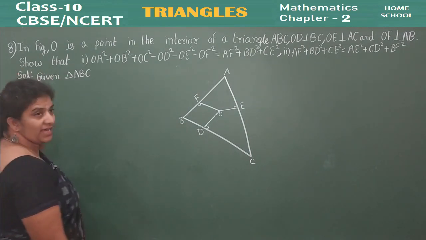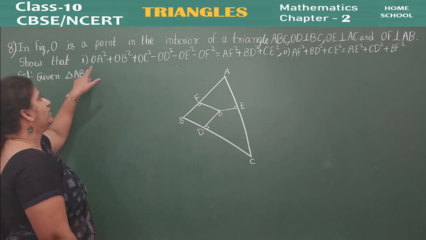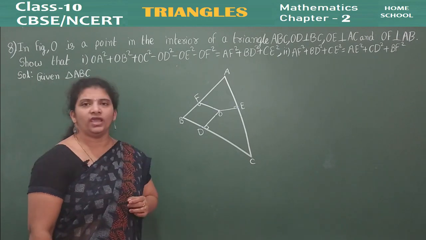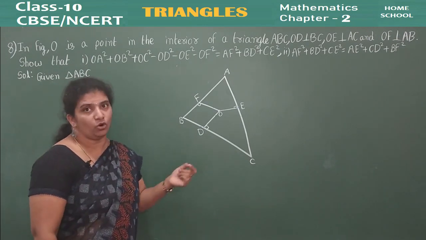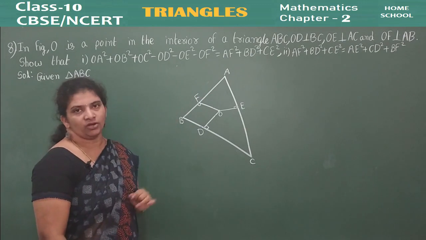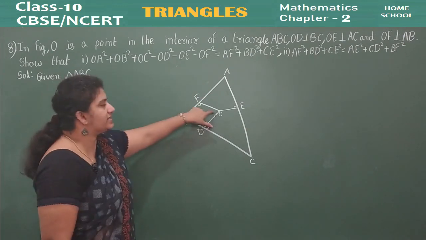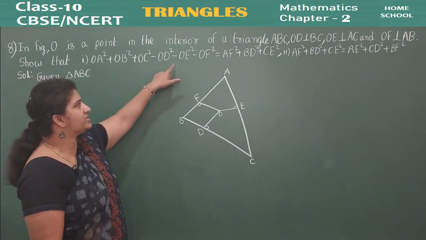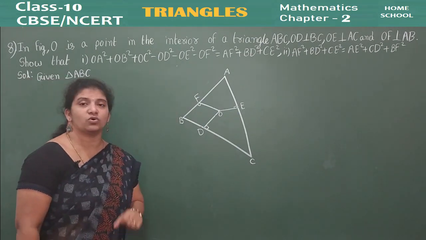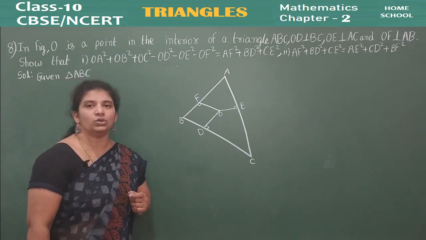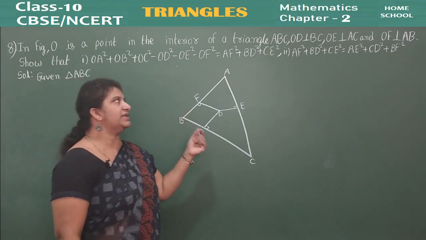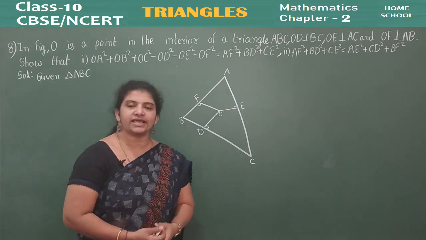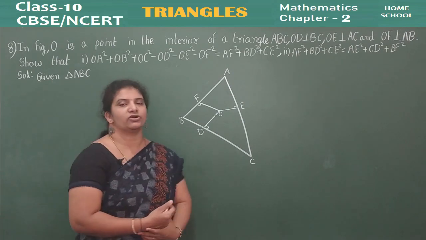So what did they ask us to prove? Show that, first sub question: OA square plus OB square plus OC square minus OD square minus OE square minus OF square is equal to AF square plus BD square plus CE square. We need to construct OA, that means we need to join OA. Let's see the second sub question later. First sub question we are going to deal with now.